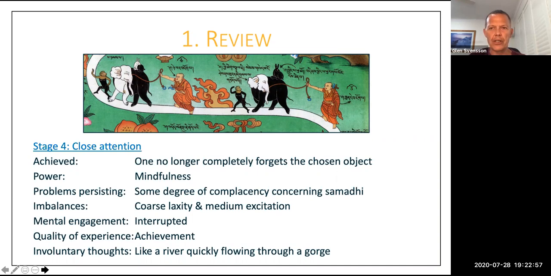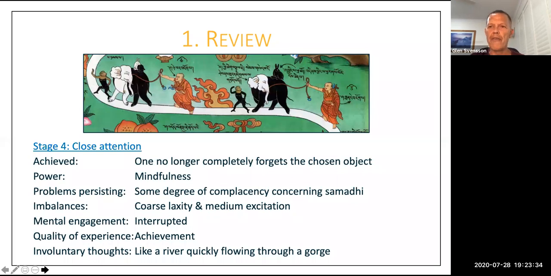Medium excitation was we don't completely lose the object, but maybe we start to entertain other thoughts, and they are maybe our main focus, but still a little bit in the corner of our mind, we are still holding the breath, we're noticing the breath. That's medium excitation, where the object is displaced to the periphery and we're mainly focusing on a distraction. So this is even the case at stage 4. Mental engagement, of course, is still interrupted, because we're still interrupted by excitation and laxity.